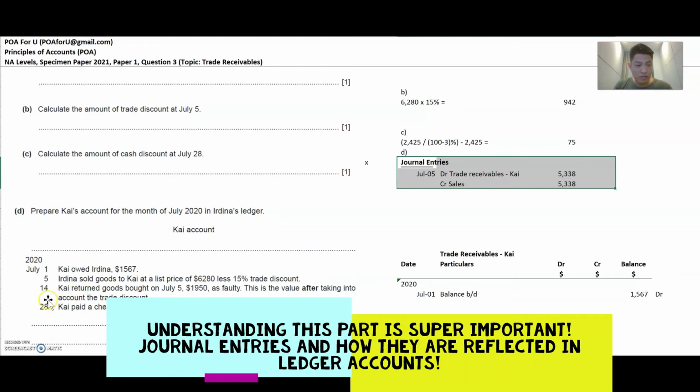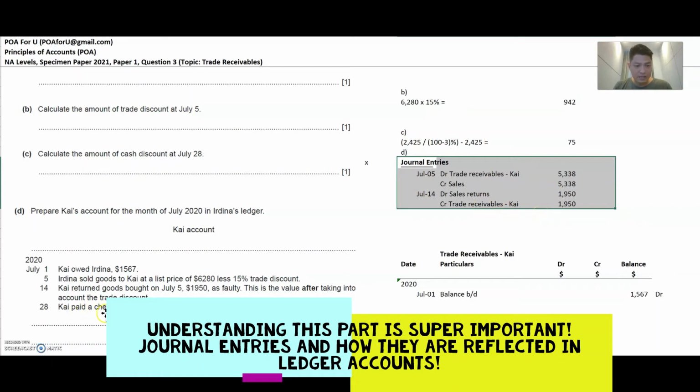So this transaction on July 5th would increase sales as well as trade receivables, and if they are debit and credit in nature respectively, then we have to debit and credit them respectively. Then Kai returned goods worth 1950 that were sold here as faulty, and the values are after taking into account the trade discount. So it's just simply reversing the sales entry by doing debit sales returns, credit trade receivables, right?